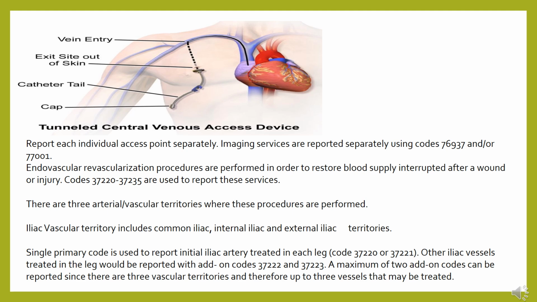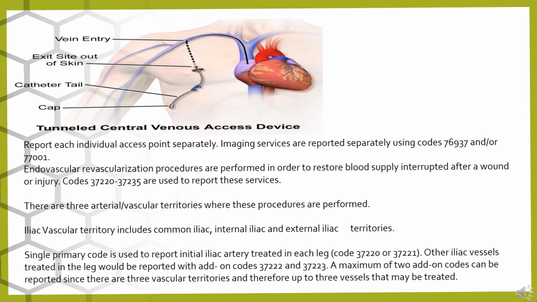Iliac vascular territory includes common iliac, internal iliac, and external iliac territories. A single primary code is used to report the initial iliac artery treated in each leg, code 37220 or 37221. Other iliac vessels treated in the leg would be reported with add-on codes 37222 and 37223. A maximum of two add-on codes can be reported since there are three vascular territories and therefore up to three vessels that may be treated.